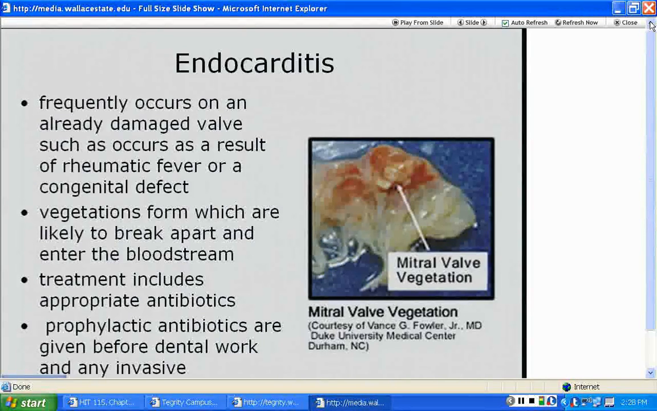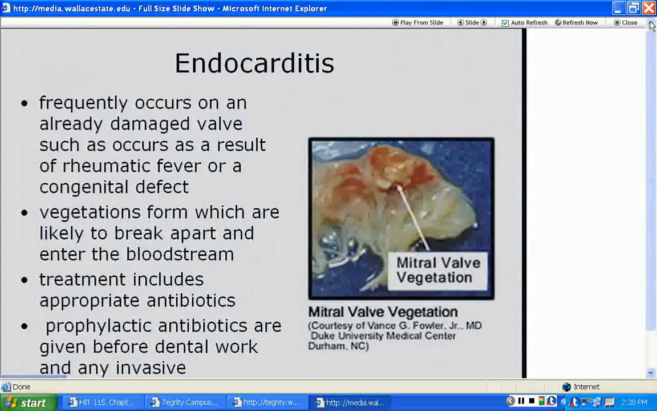Those are the people more likely to develop endocarditis. Those are the people that take prophylactic antibiotics before dental work is performed, to do all they can to prevent an infection from invading their body that may be carried to the endocardium. In any invasive procedure they have, they are given or prescribed antibiotics.